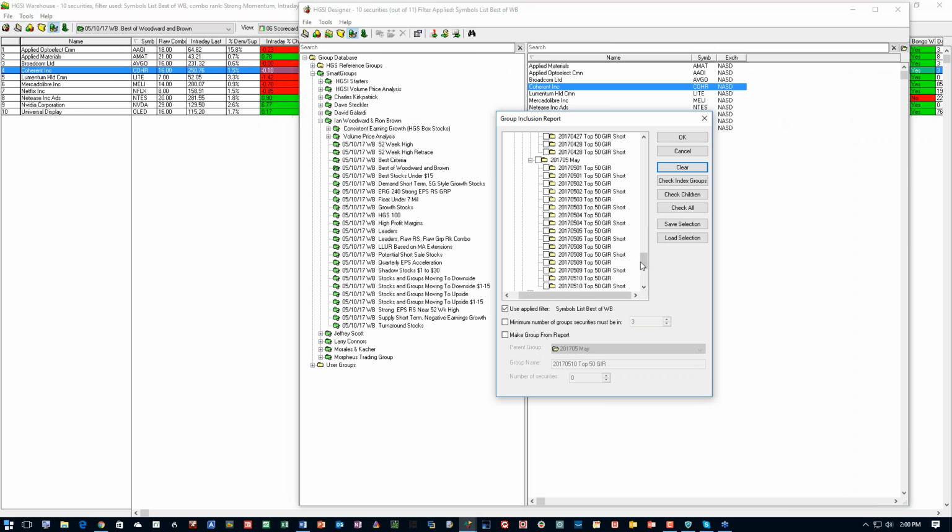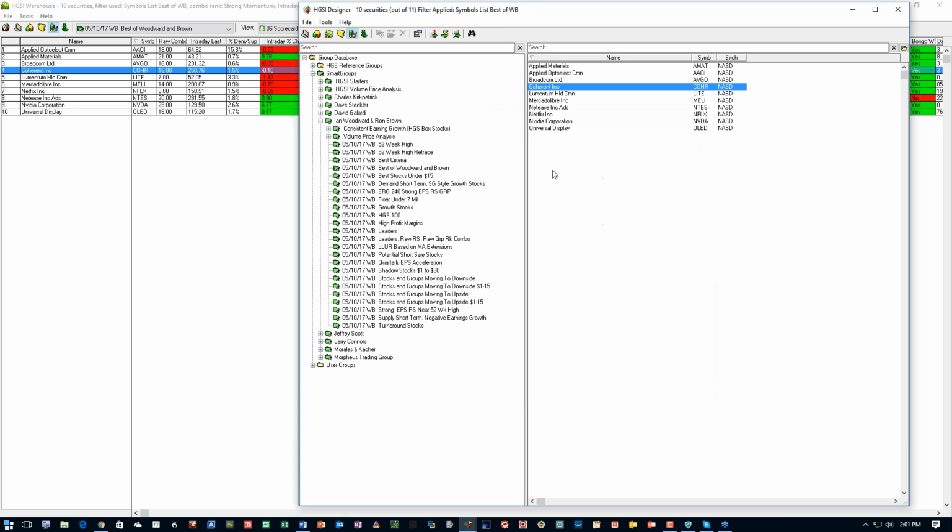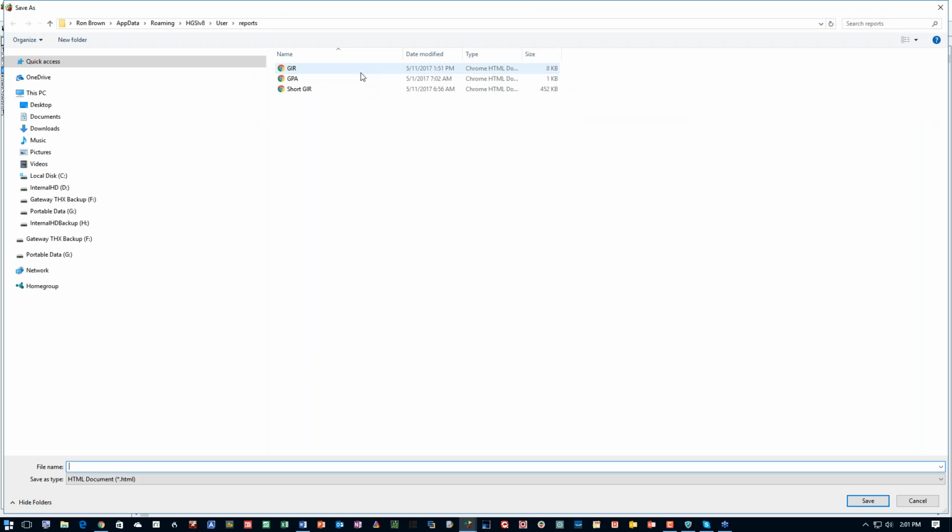And I'm going to clear this out of here. This time, I'm going to go to stocks and groups moving to the upside. I'm going to check the children. And like I said, this is one of the groups that Gil likes to use. I haven't talked to Gil for a while, but it's a group that he used to use every day to look for new prospects. So let's just see how many times these stocks appeared using this.